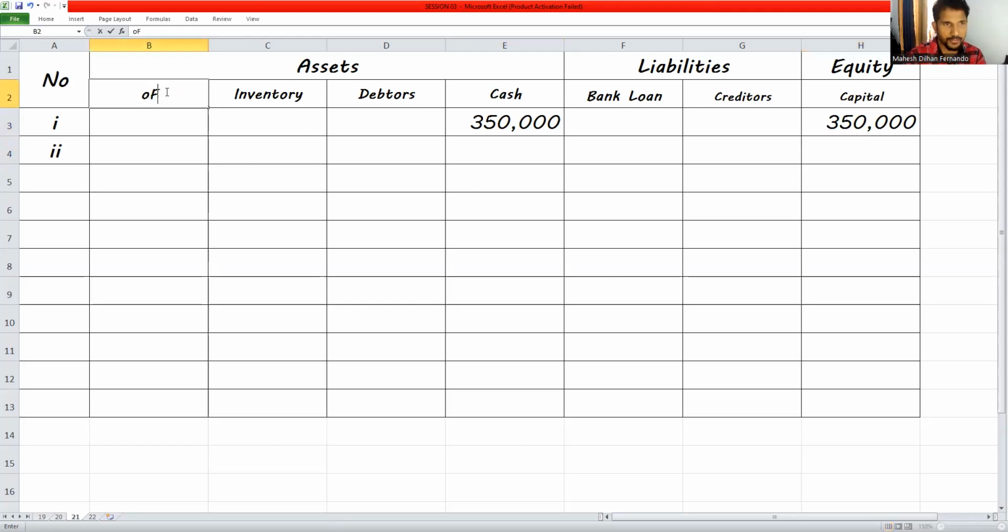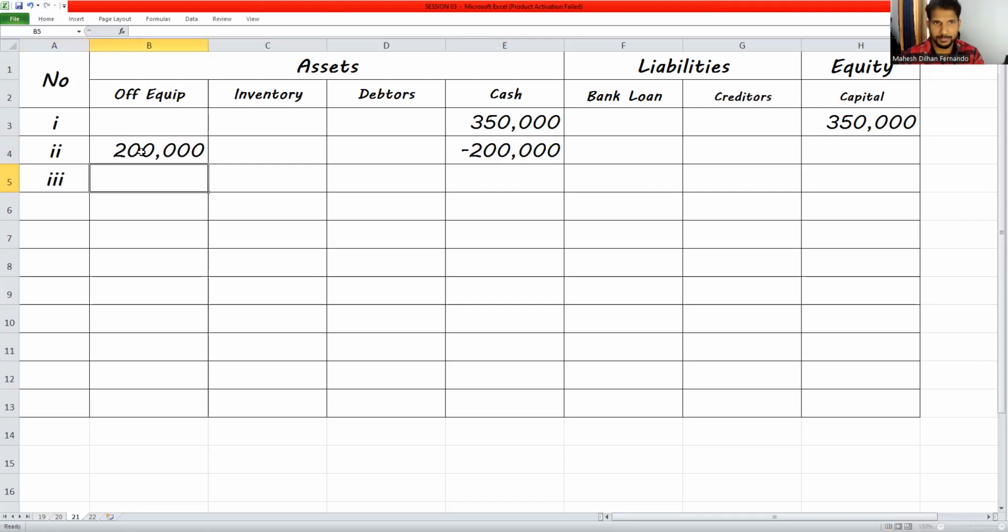This should be office equipment. The second one: purchased office equipment valued 200,000 on cash. Now think, as a result of this transaction, it affects a minimum of two things. What are they? Office equipment plus 200,000. One asset increases while cash is decreased by 200,000. I can remember most of you have answered these two transactions correctly.